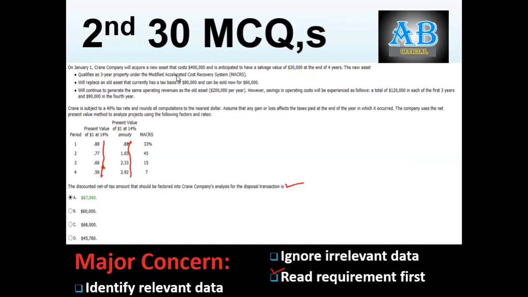Like, the company acquires an asset that costs this and is anticipated to have a salvage value of this. Actually, what the examiner is asking is the discounted net of tax amount that should be factored into the company's analysis for the disposal transaction. So you have to identify only the data relevant to the disposal transaction, and do the working according to that. So ignore irrelevant data and identify which data is relevant. In this way, you would be able to manage your time during the exam.